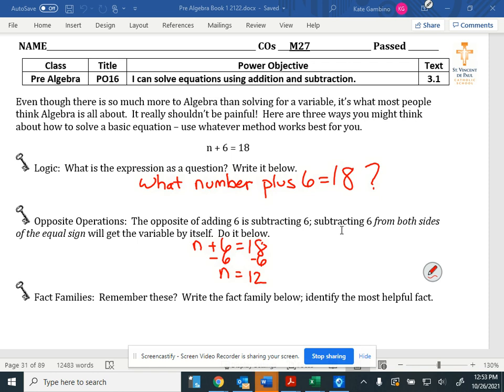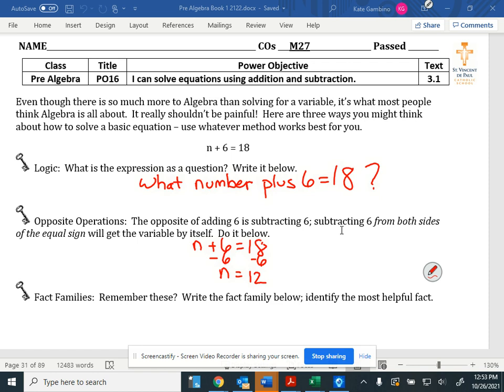So if you're subtracting from one side, you subtract whatever you do, just like with fractions, whatever you do to the numerator, you do to your denominator. Whatever you do to one side of your equal sign, you do to the other side.